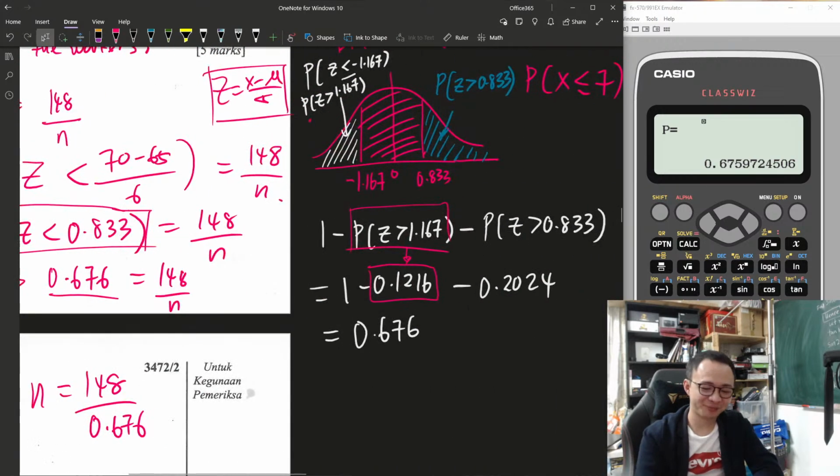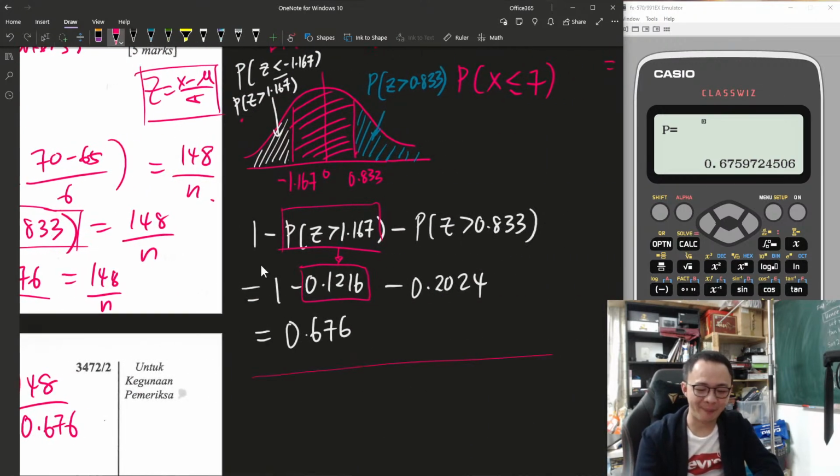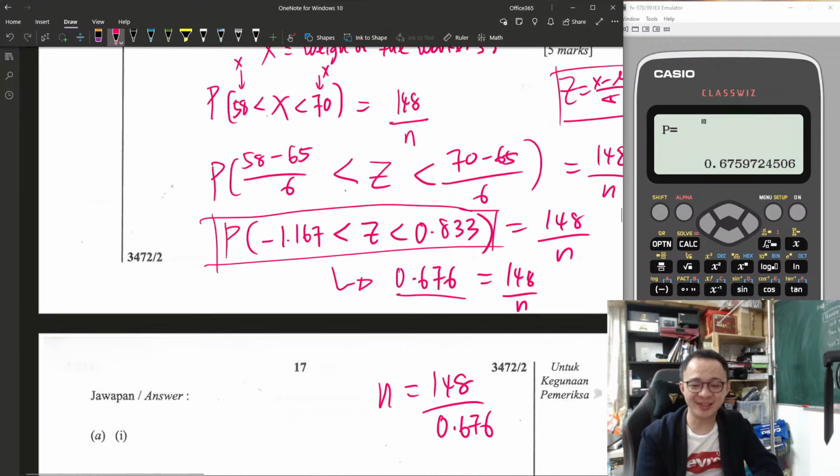So therefore I teach you some manual method. But it is fine to use the calculator at this step. If you want to check your answer, you can use my method just now, to straight away get 0.676 and double check whether your answer is correct or wrong. Cool?